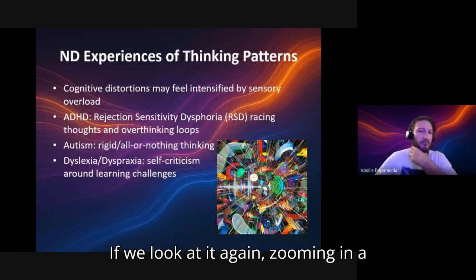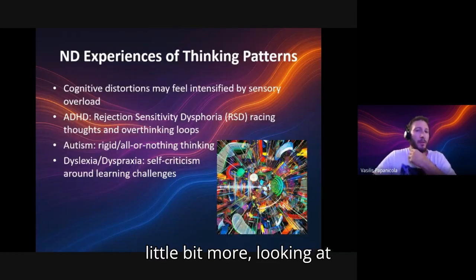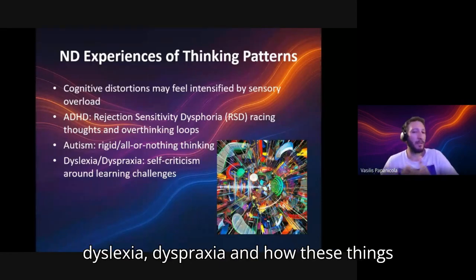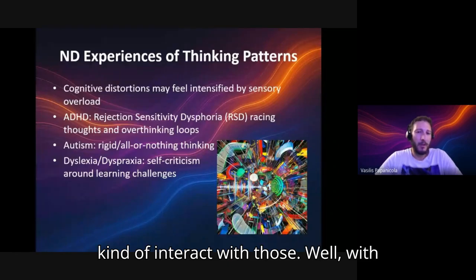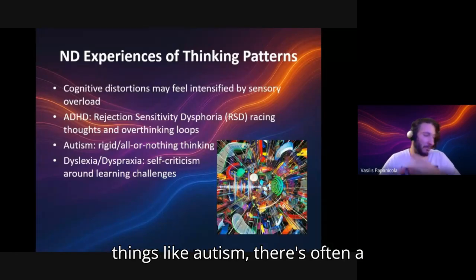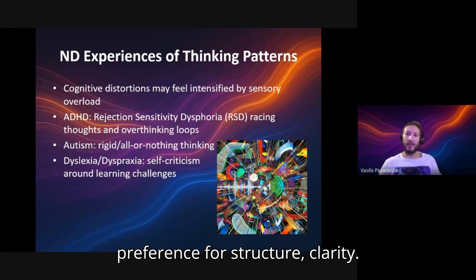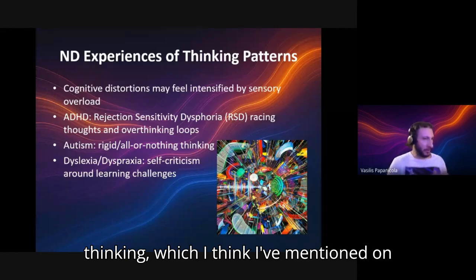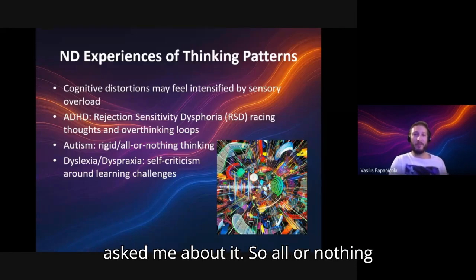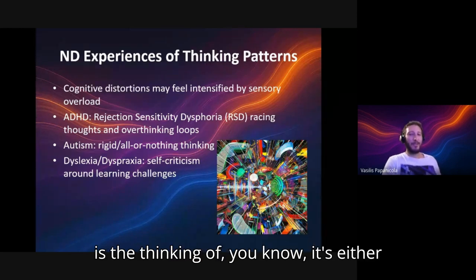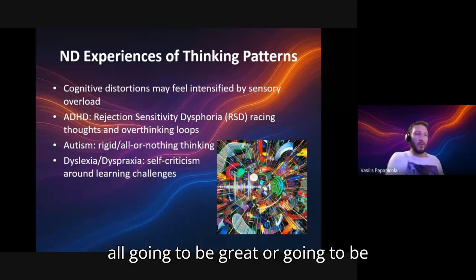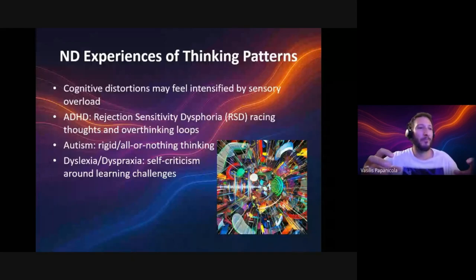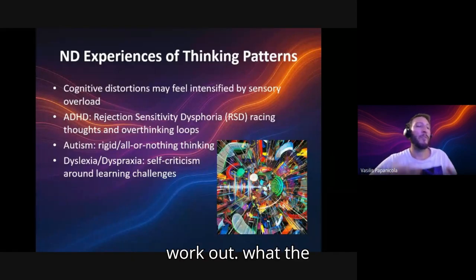If we look at it again, zooming in a little bit more, looking at things like ADHD, autism, dyslexia, dyspraxia, and how these things interact with those. Well, with things like autism, there's often a preference for structure and clarity. This can lead to a bit of all-or-nothing thinking, which I think I mentioned in a previous workshop, and I remember Yorgos asked me about it. All or nothing is the thinking that it's either all going to be great or all going to be really bad, and there's no in between. There's no structure to work out what the reality might be.